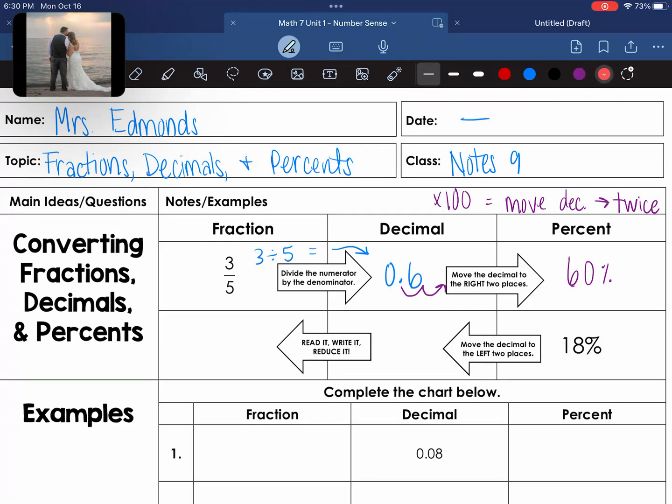So now if we work backwards and we're given the percentage, in this case it's 18%. If we want to find the decimal, now we just move to the left 2 places, or divide by 100. Same thing.